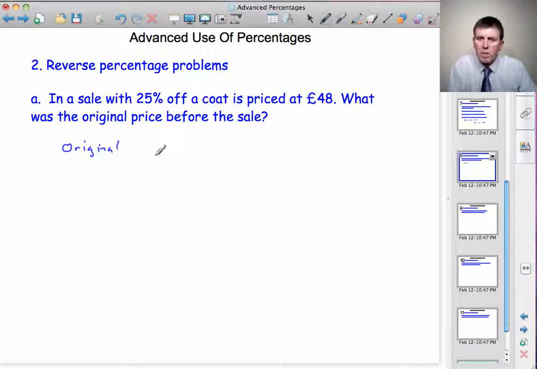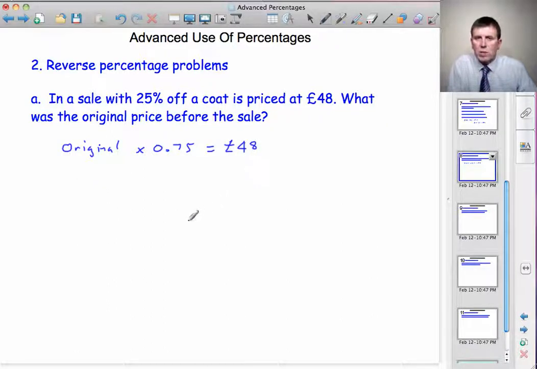Now think about what we did in the first part of the lesson. If you want to take 25% off, that leaves 75%. So what he did was he multiplied by 0.75 to find the new price. He wanted to take 25% off, so he multiplied the original by 0.75. And that came to £48. That was the sale price.